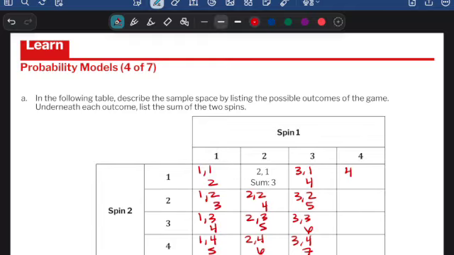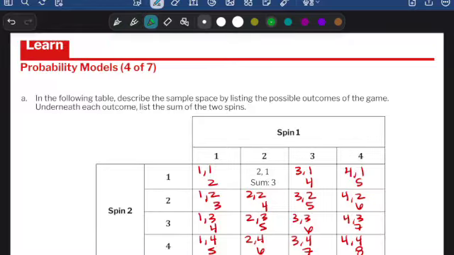We would spin a 4, then a 1, our sum is 5. We'd spin a 4, then a 2, our sum is 6. We'd spin a 4, then a 3, our sum is 7. We would spin a 4, then a 4, our sum is 8. So we've completed the table.